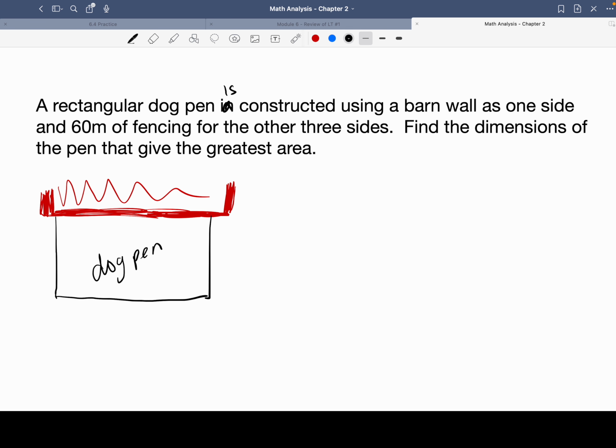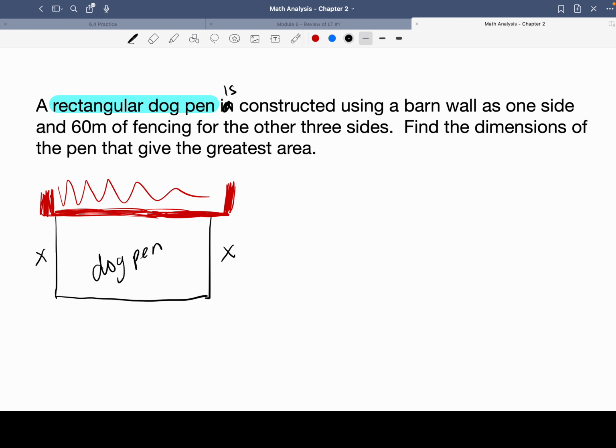So one thing that we know is that we have 2 sides that are going to be the exact same size. And so we're going to just label these as x. So we know those are going to be the same because we're going to make some kind of rectangular dog pen, like it says right here in the directions. And so we know that it's going to be rectangular.